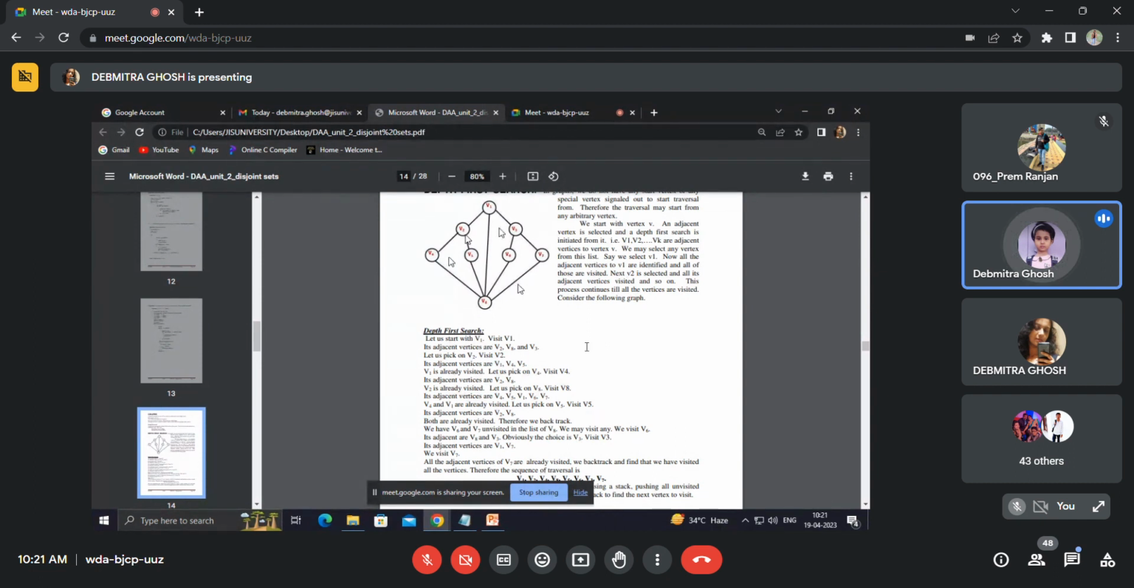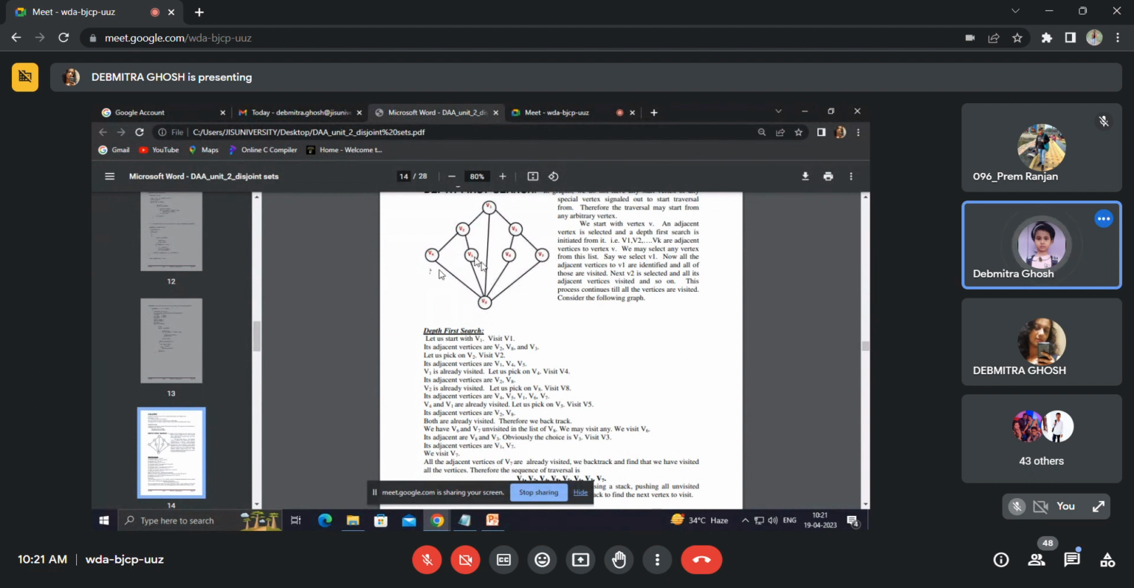So V4 and V1, these two are already visited. Now let us pick V5. Where is V5? V5 is here. What are the adjacent vertices of V5? V5's adjacent vertices are V2 and V8. These two, V2 and V8, are adjacent to V5. So we have visited both.